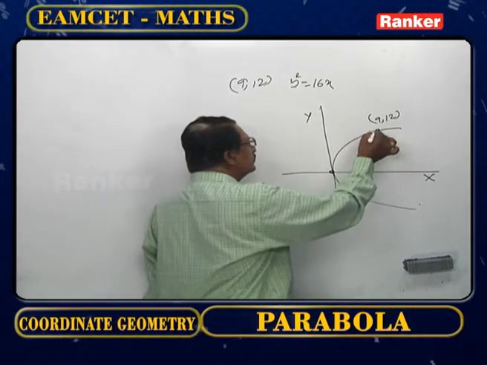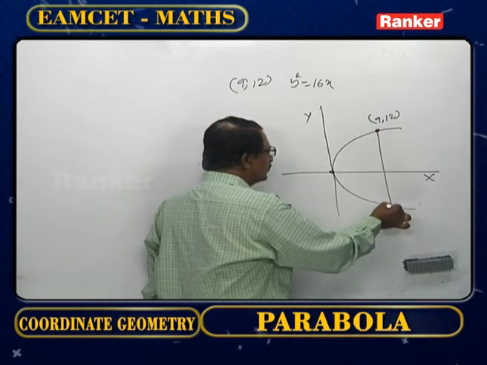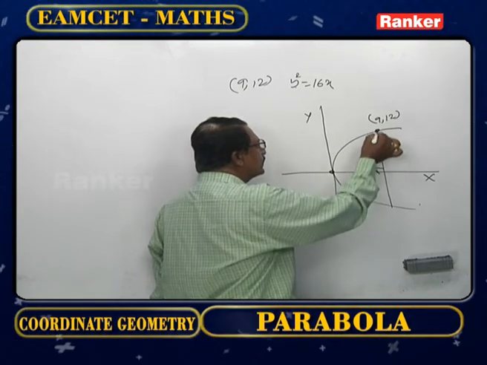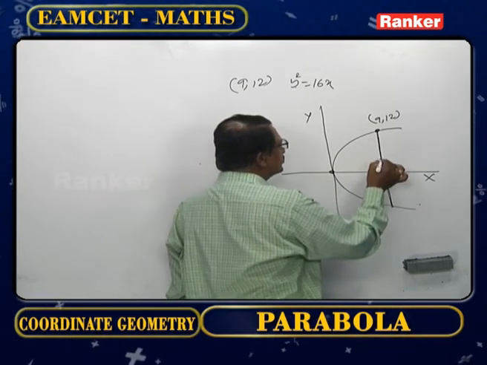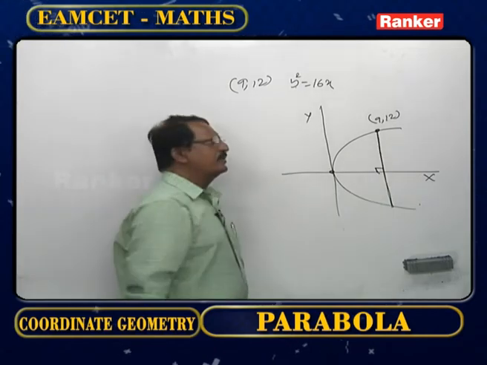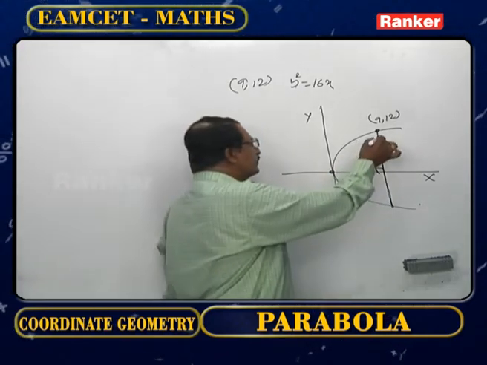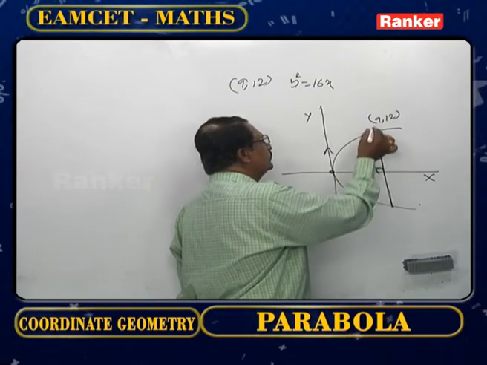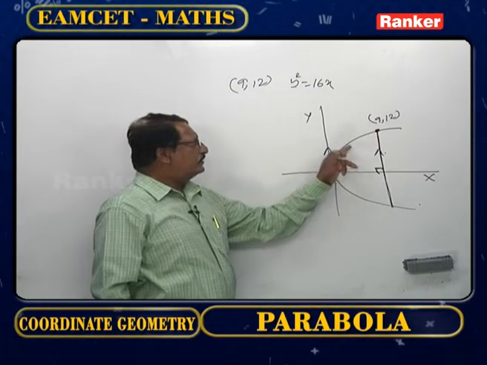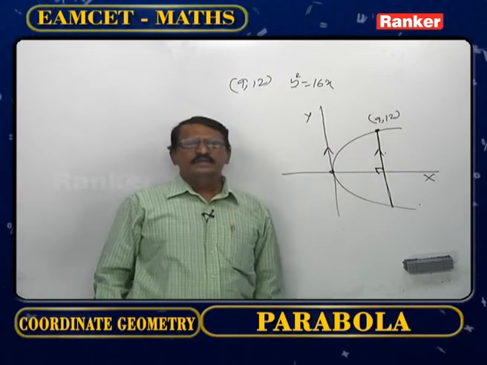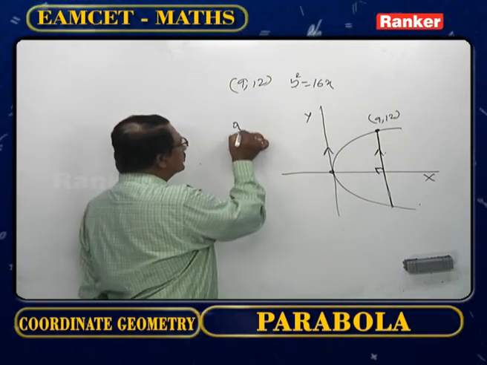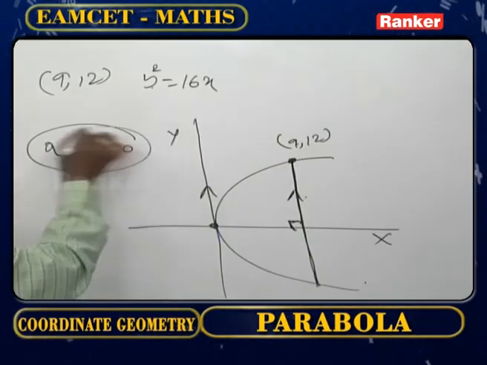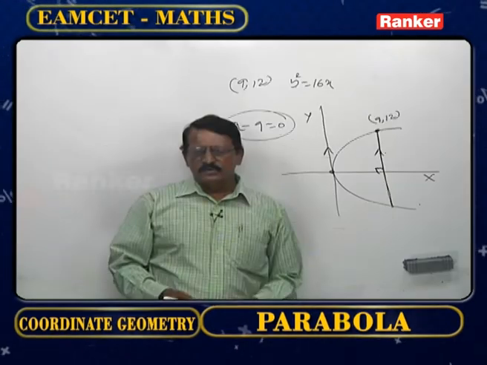Now, the required equation of the double ordinate. A double ordinate is nothing but a chord perpendicular to the axis. The double ordinate is perpendicular to the x-axis, or parallel to the y-axis. The equation of the line parallel to the y-axis and passing through (9, 12) is x equals the x coordinate of the point, or x minus 9 equals 0. First option.